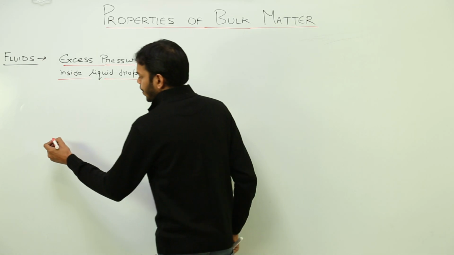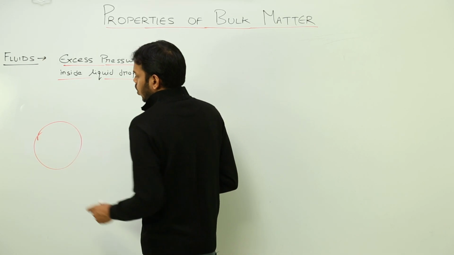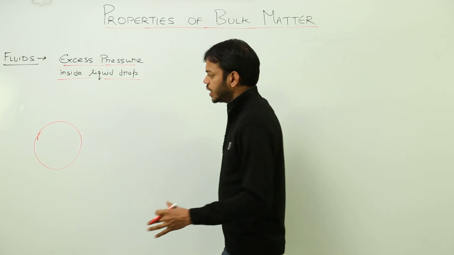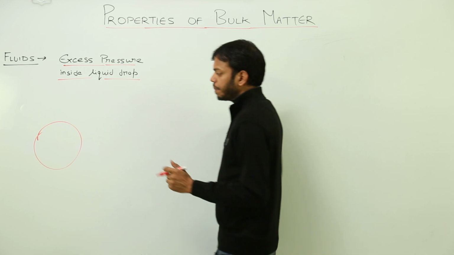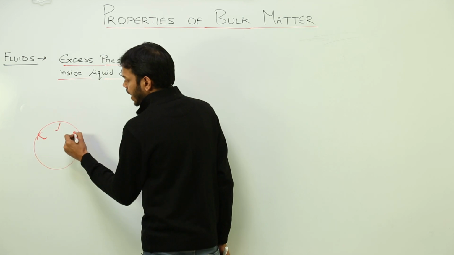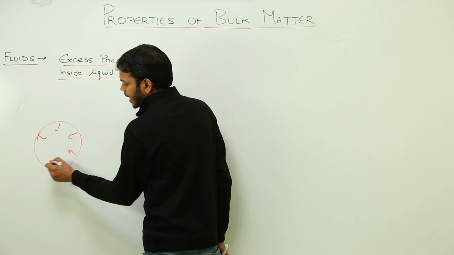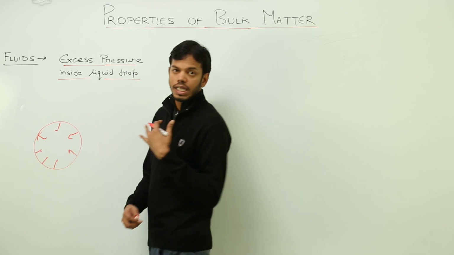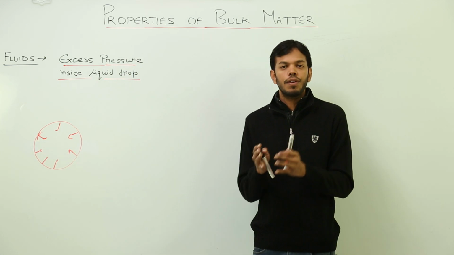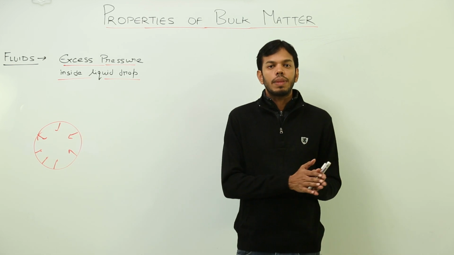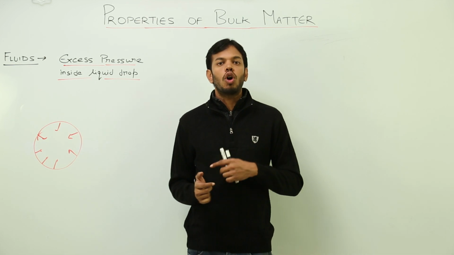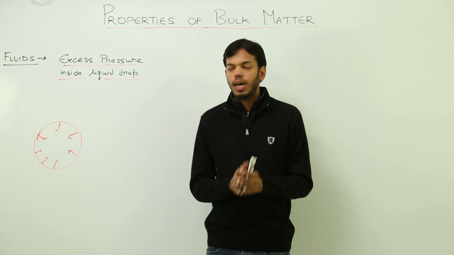Consider a liquid drop. Due to the property of surface tension, this liquid drop will tend to acquire minimum surface area. That means the force of surface tension will act in such a way that it makes all the molecules come inside, to acquire minimum surface area. But the volume cannot shrink to zero because that would counter the law of conservation of mass.